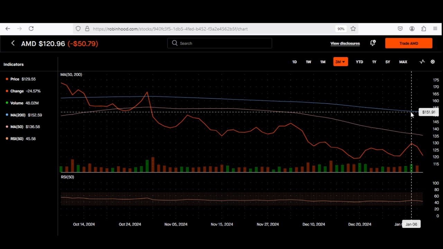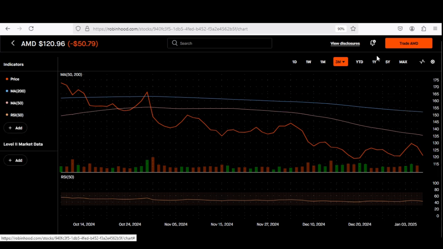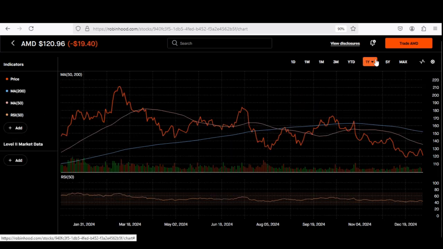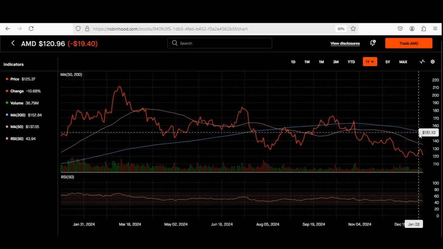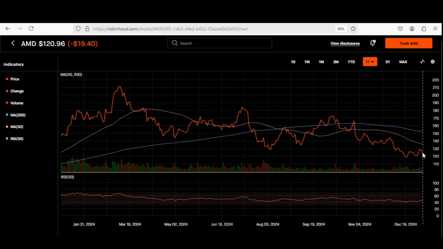However, on this channel, we focus on options for small accounts. So I know many of you are not going to be able to afford buying 100 shares. So stick with me. I'm going to show you how to afford trading this stock. So we're going to go ahead now to the 1-year mark right here in order to get some kind of confirmation. So now we're going to follow the blue line once again. And once again, the blue line is still giving us confirmation around that 150 mark. And once again, the strike price is still below your moving average of the 200 days.